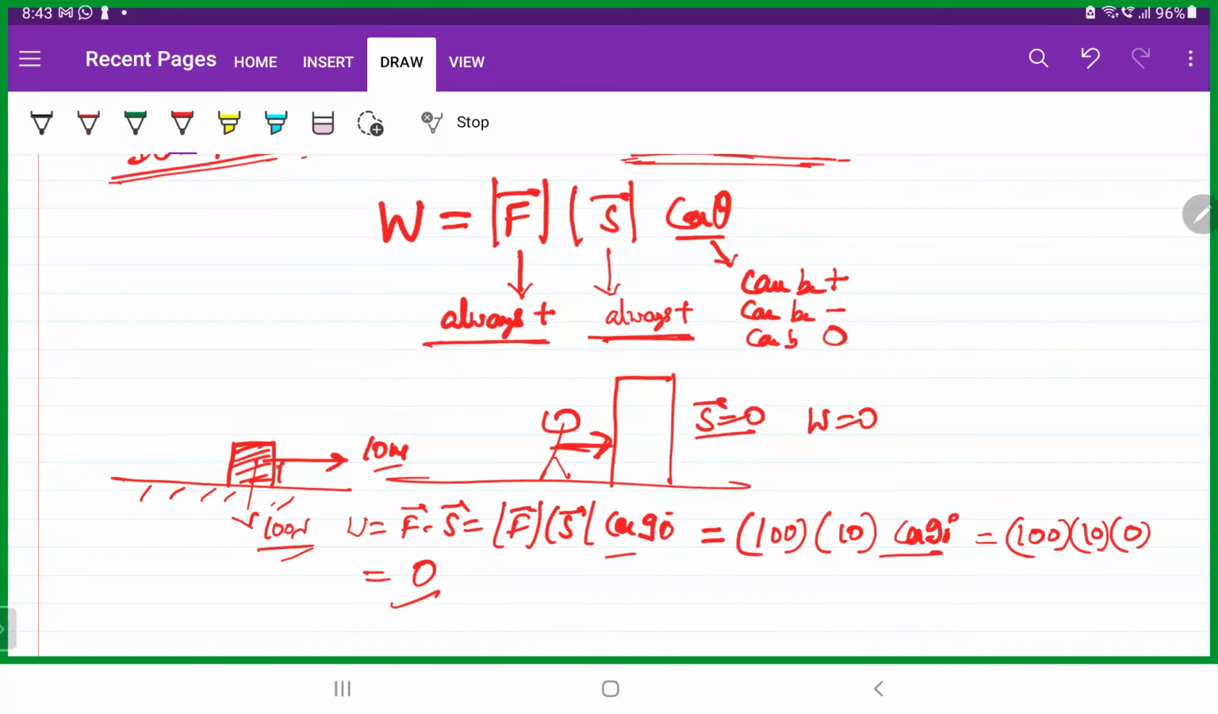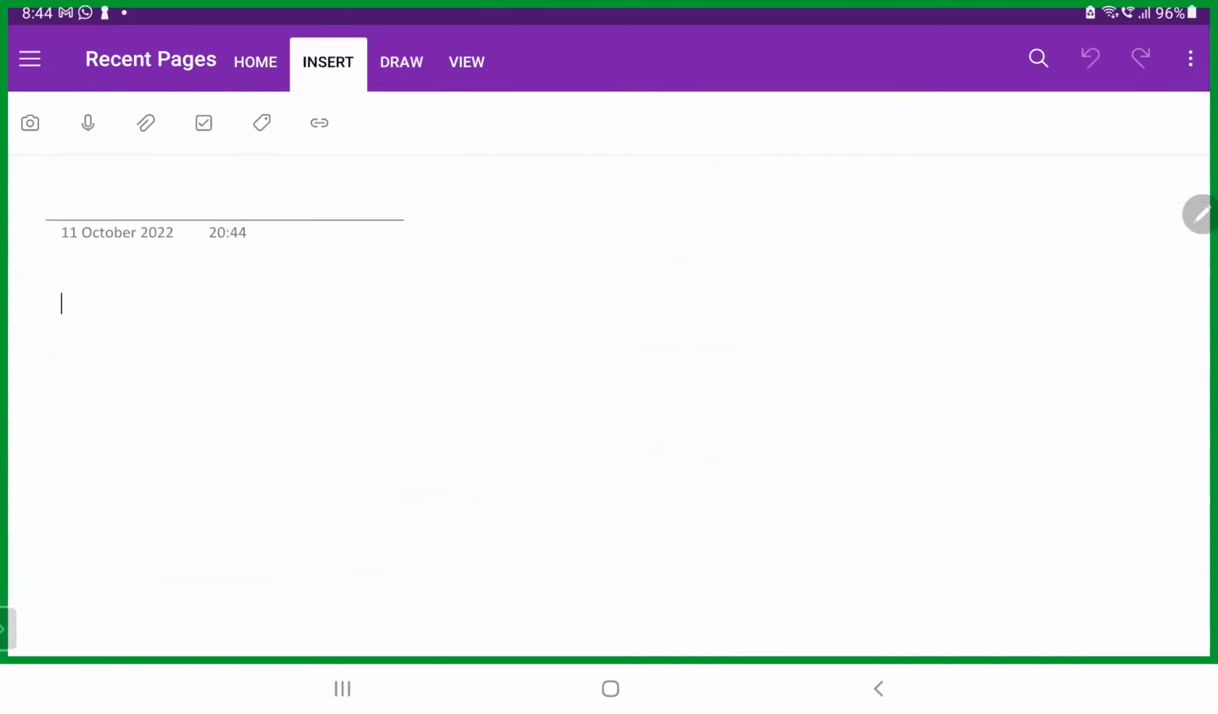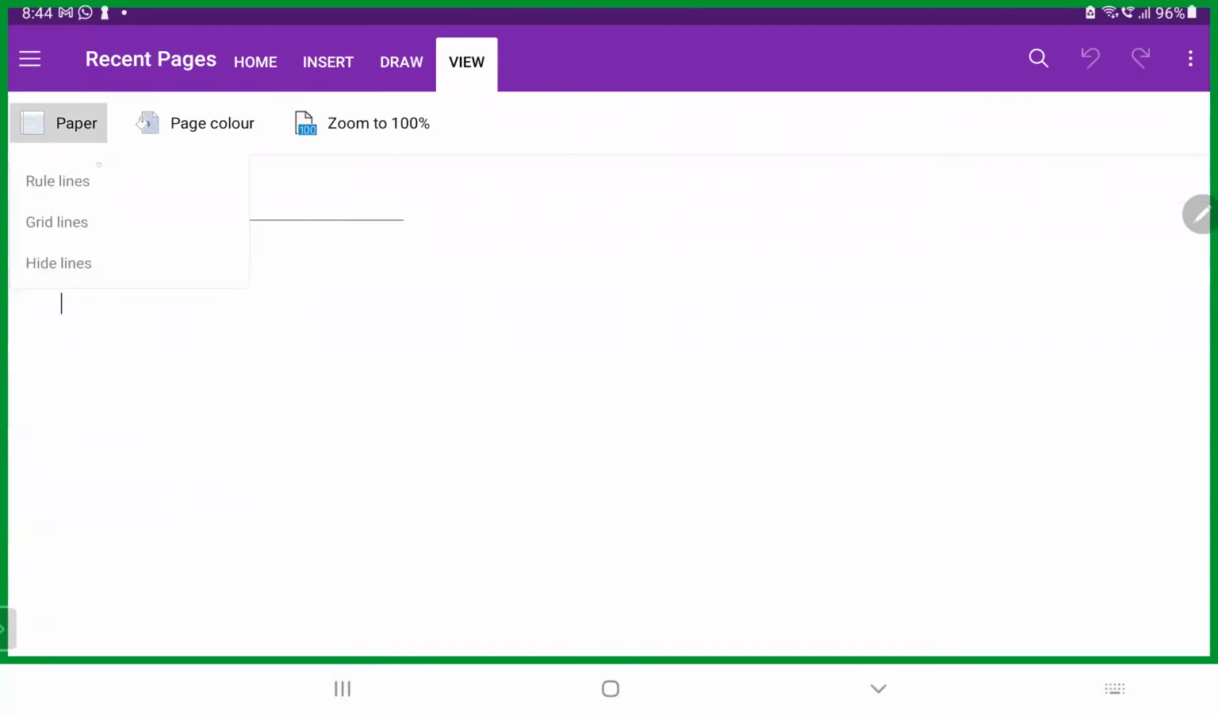So that's what I'm trying to tell. See, there can be force, there can be displacement, but work done can be 0. So it's not necessary that only when displacement is 0, or force is 0, work done is 0. Work done can be 0 if force is there, displacement is there, but the angle between them is 90. So that case we have to remember. Now again we'll discuss this in detail in the second page. So let me go to the next page and then let's discuss it.